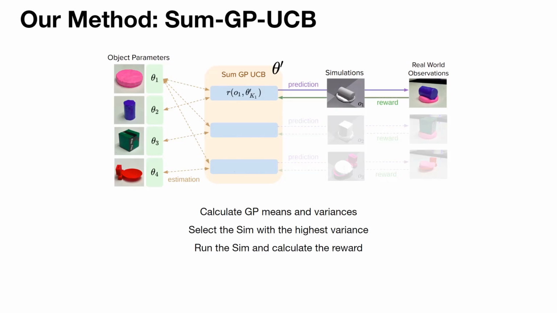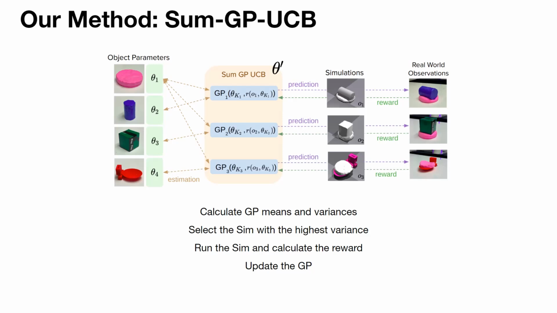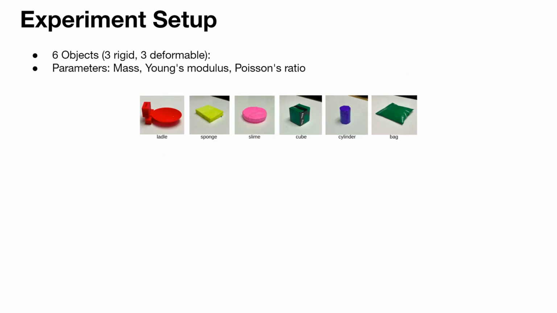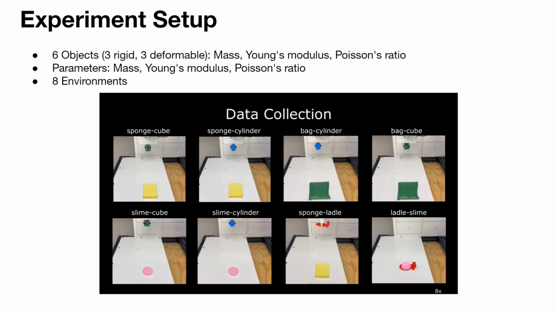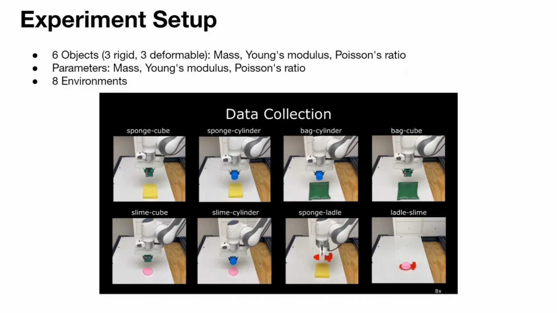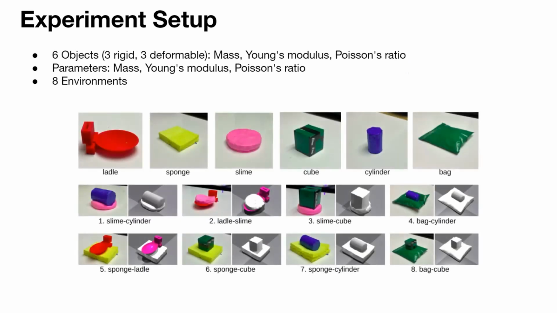To evaluate the parameters, we run the simulation and calculate the reward function. Finally, we update the GP with the calculated reward function and repeat these steps to optimize all of the object parameters simultaneously. For our experiment, we selected 6 objects, of which 3 are rigid and 3 are deformable. We collected 8 real-world observations using these objects. Using our real-to-sim pipeline, we created the corresponding simulations of each observation.